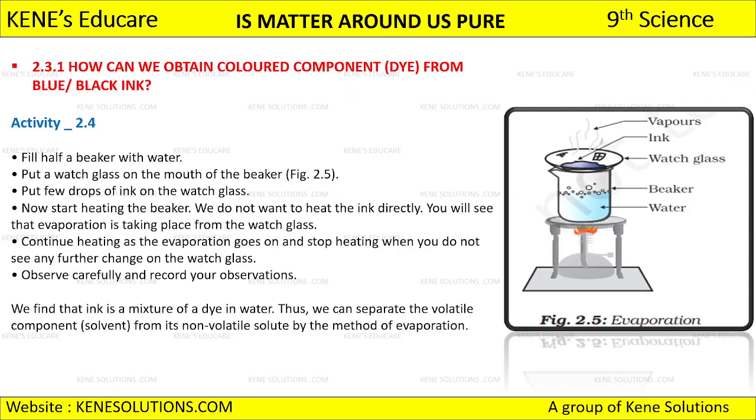So now after this, in the next class, we are going to study how we can obtain the colored component, that is dye, from a blue or a black ink. So we are going to study that through an activity. Okay, and how are we going to do it? Through the process of evaporation. So this is one of the techniques that we will be studying.